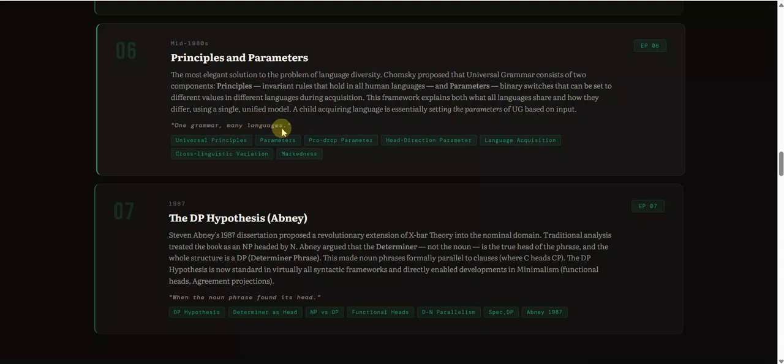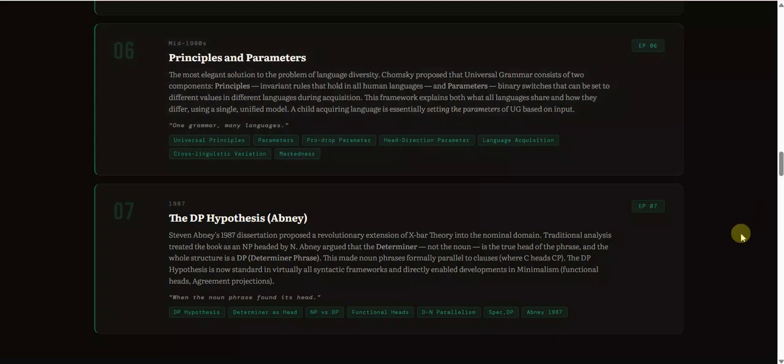Then it is one grammar and many languages. It is about that everyone has principles in their mind about every language, that there is going to be subject, verb, object in the structure of a sentence, and they are supposed to be in a sentence: subject, object, and a verb. Their positioning can be different, that is parameters. Here it is introduced: universal principles, parameters, pro-drop parameter, head direction parameter, language acquisition, cross-linguistic variation, and markedness.